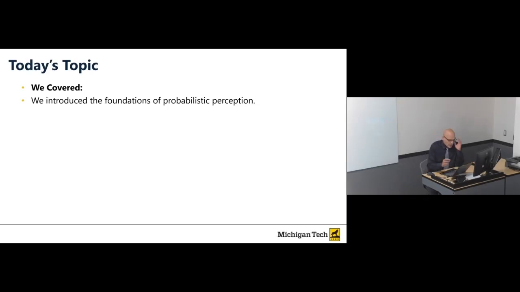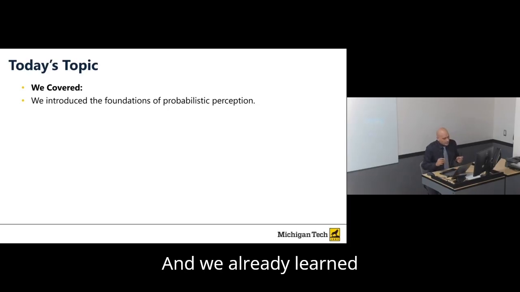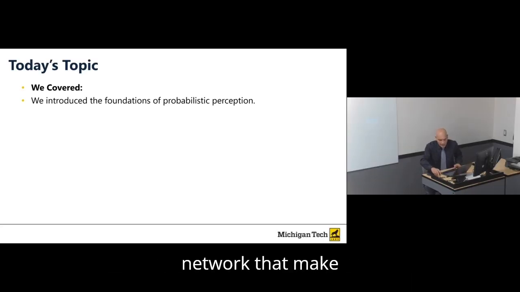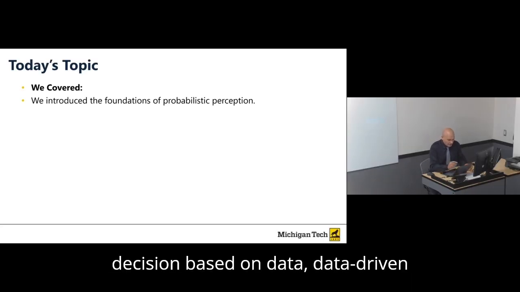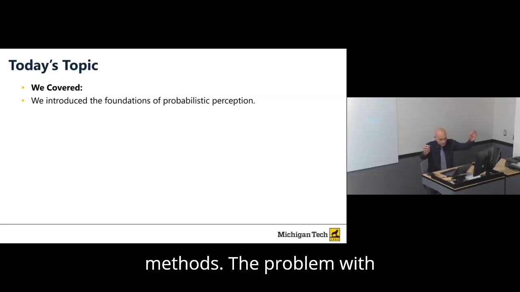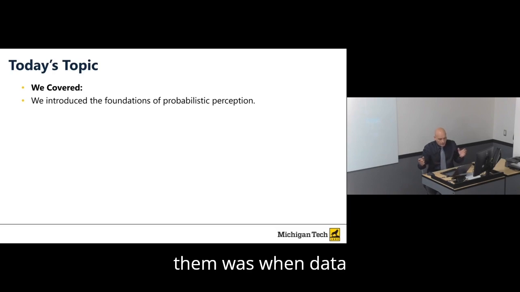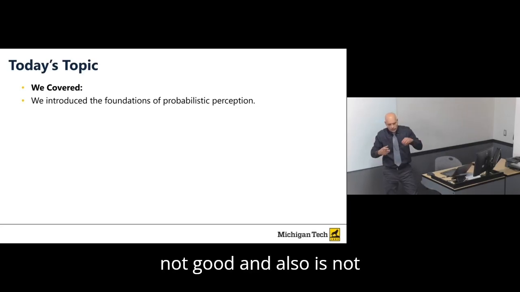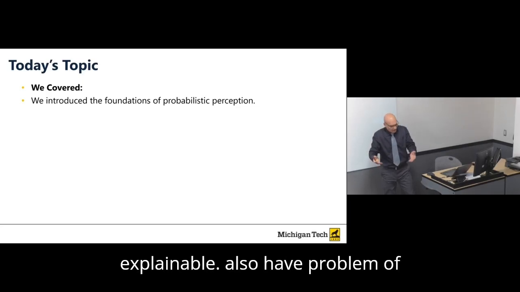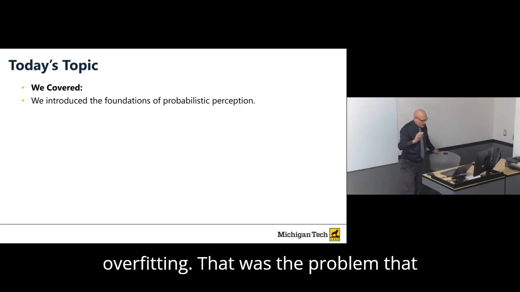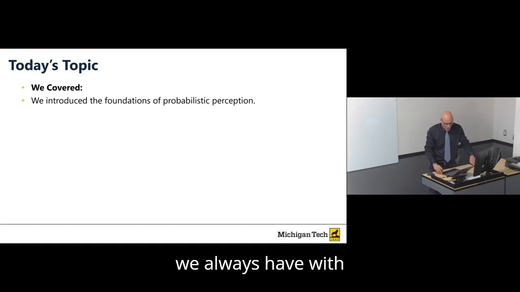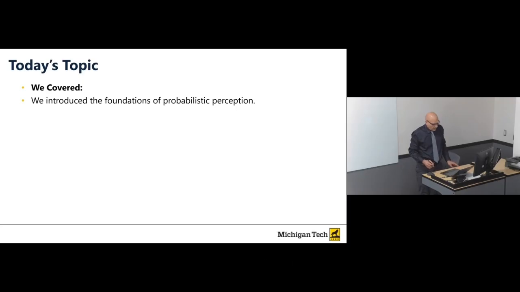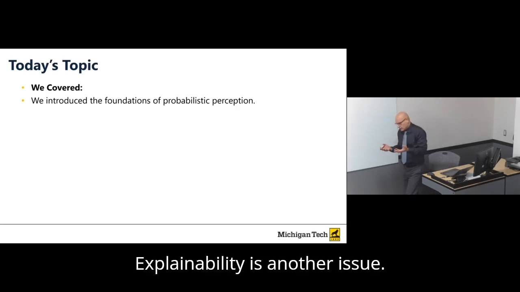And we already learned about neural network and deep neural network and convolutional neural network that make decision based on data-driven methods. The problem with them was when data is not good, decision is not good, and also is not explainable, also have problem of overfitting. That was the problem that we always have with data-driven methods like neural network. Explainability is another issue.